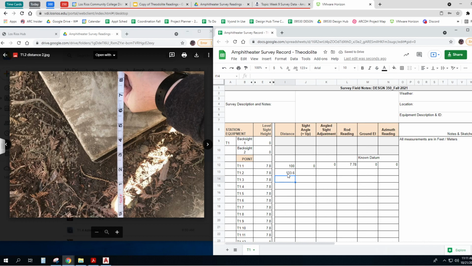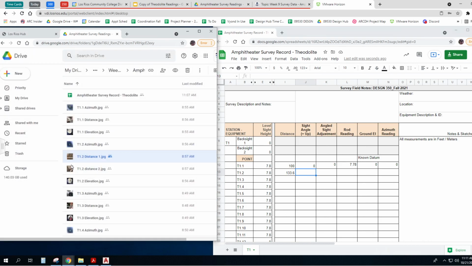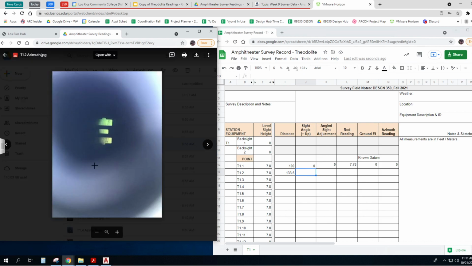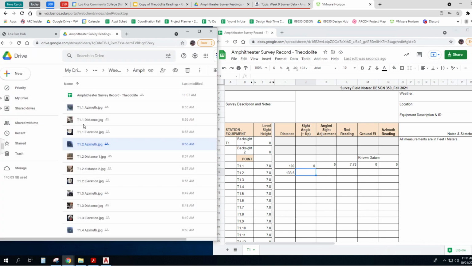133.6. And I'm going to show you something next week where you're going to go, why were we working so hard to get that? But I'm not going to show you till next week. So as far as the distance though, how did you get to 133.6? We had to do 2 tape measure readings because it was too far. Oh, okay. So it was over 100 feet and we only have a 100-foot tape.